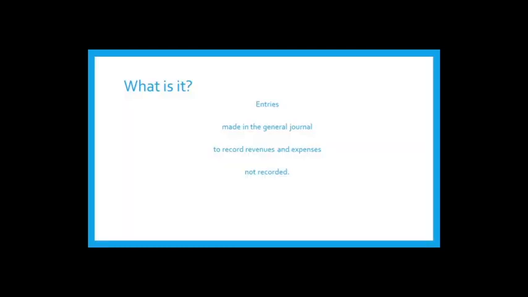Hello and welcome. So today we'll be talking about adjusting journal entries. So what are adjusting journal entries? They are entries made in the general journal to record revenues and expenses not recorded. So why is that? That's because revenue and expense recognition differ to when cash is given.